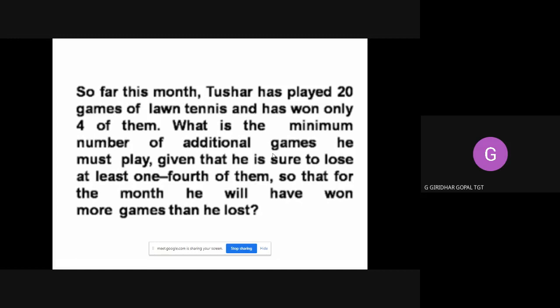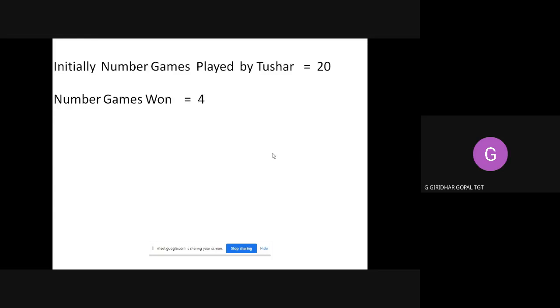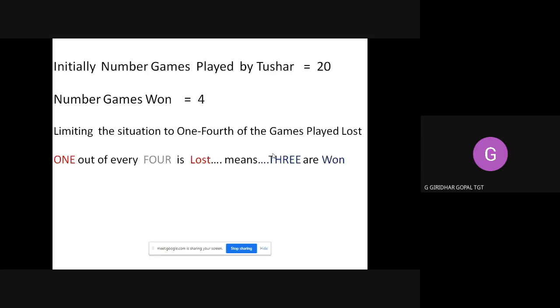So now I am proceeding in a scenario in the class. Initially the number of games played by Tushar we take as 20, as given in the question. The number of games won would be 4, also given in the question. Now limiting the situation to 1/4 of the games played being lost, that means 1 out of every 4 is lost. At least 1/4 means 1 out of 4 is lost, so 3 are won. So this is the situation we have here.